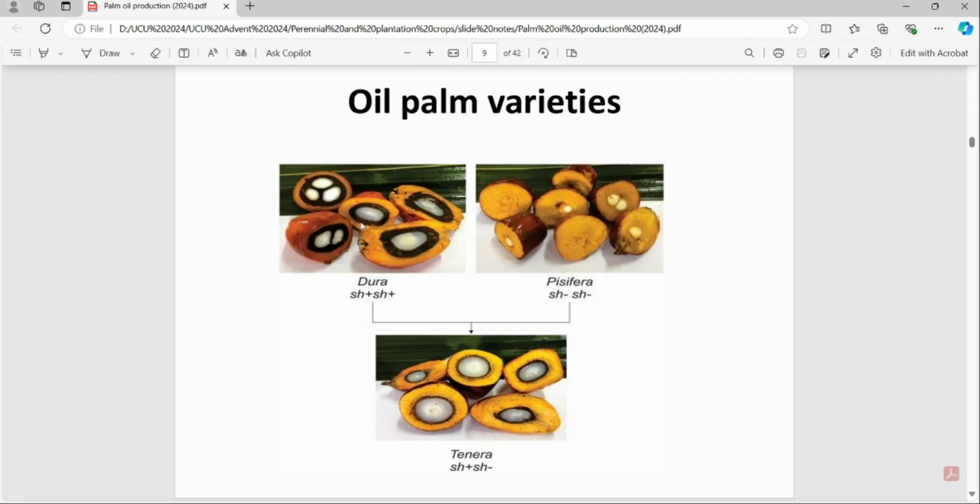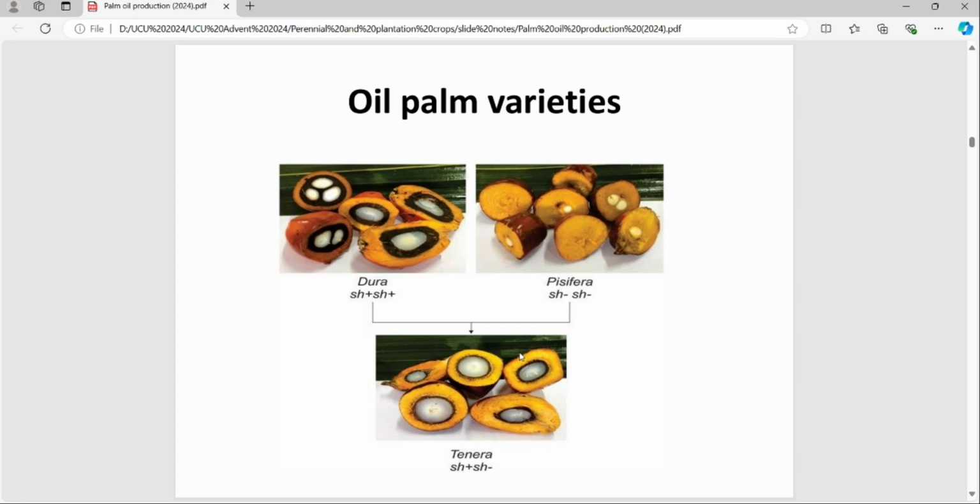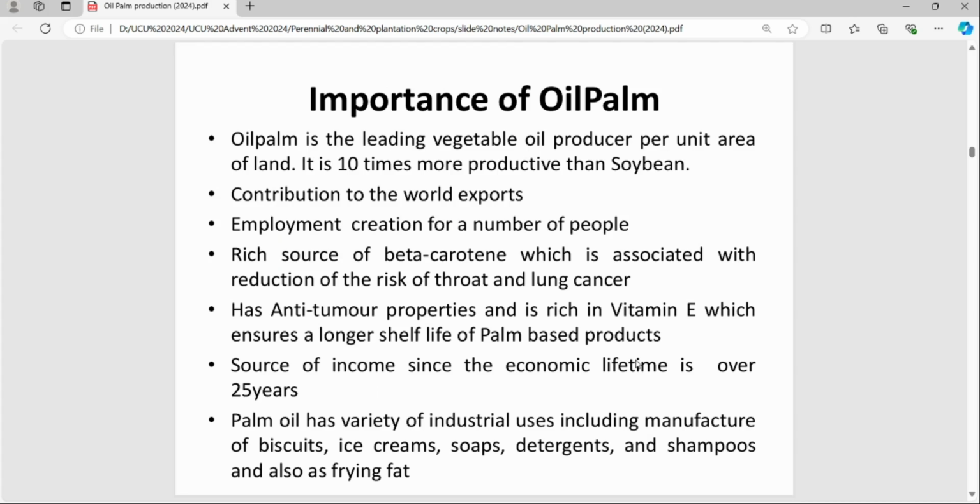This is a representation of what I was discussing. We have the Dura, which is the wild type. We have the Piscifera, and these were crossed to form the Tenera, which is the hybrid. Now let's look at the importance of oil palm.